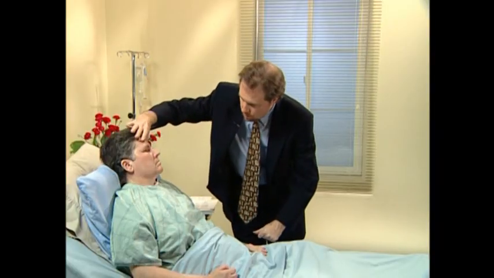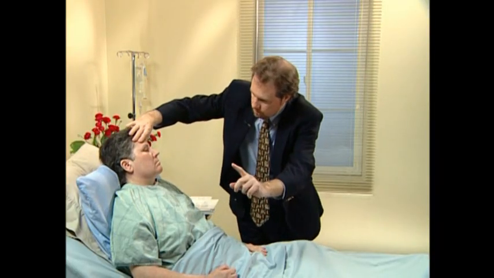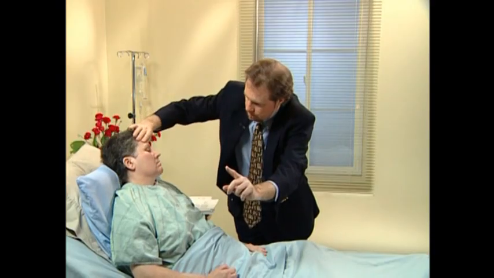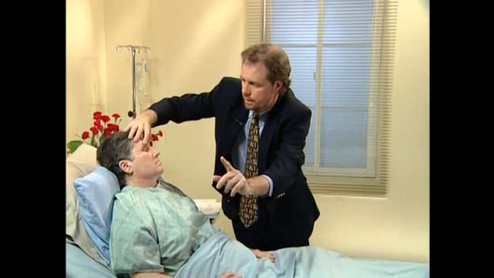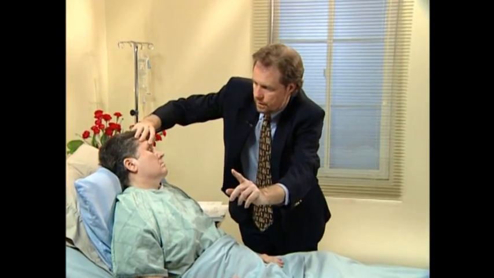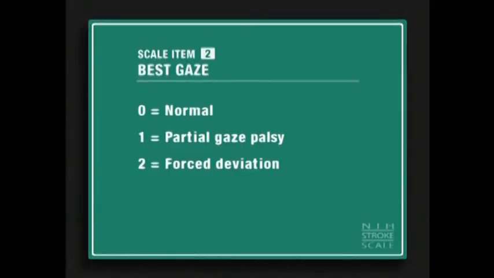If there is a conjugate deviation of the eyes that can be overcome by voluntary or reflexive activity, also score a 1. If the patient has an isolated cranial nerve paresis, such as an oculomotor or abducens palsy, also score a 1. Score a 2 when there is forced deviation or total gaze paresis not overcome by the oculocephalic maneuver.